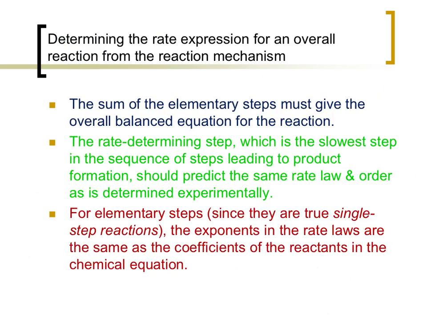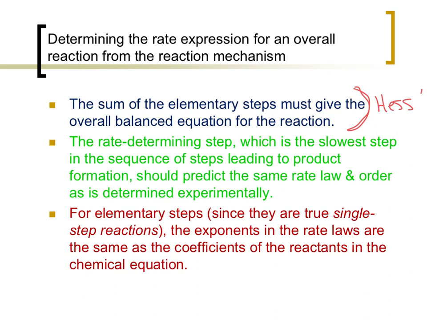So basically there are 3 important rules to writing these rate laws. The first is that the sum of the elementary steps must give the overall reaction, which is something we're pretty used to from Hess's law, saying that each of the steps, step 1, step 2, step 3, must add up to the overall reaction, however many steps it takes.